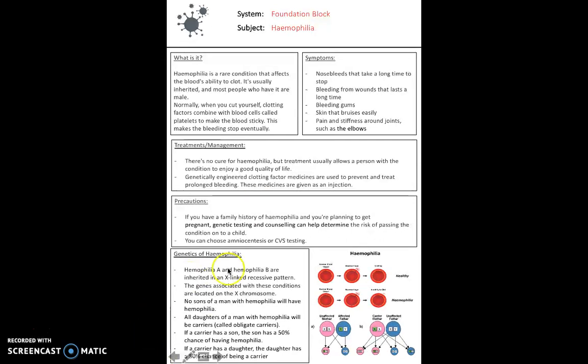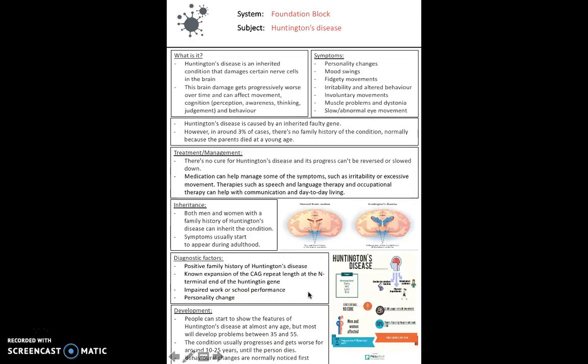life. With regards to genetics, there's different types of haemophilia, A and B, and they're both inherited in an X-linked recessive pattern. So the genes associated with these conditions are located on the X chromosome, so therefore no son of a man with haemophilia will have haemophilia themselves. Usually all daughters of a man with haemophilia will be carriers, called obligate carriers, and if a carrier has a son, the son has a 50% chance of having haemophilia. So that's good to be aware of, as they're easy exam questions to test on.